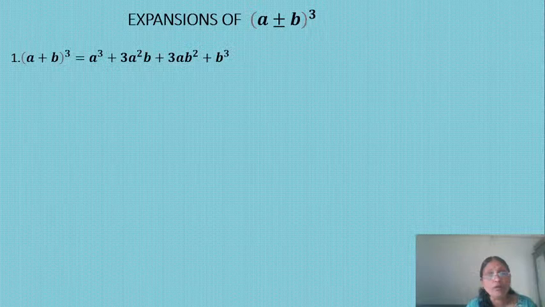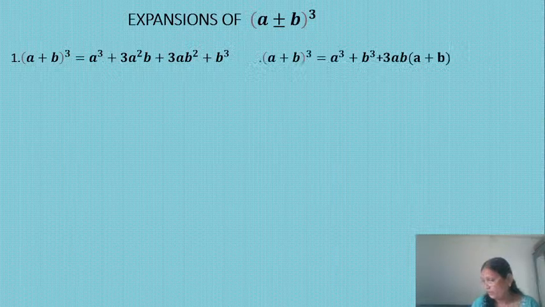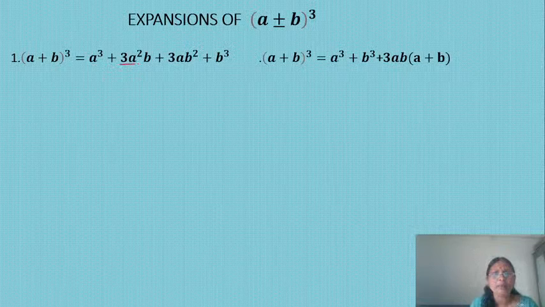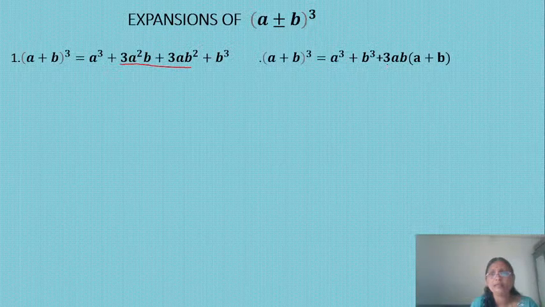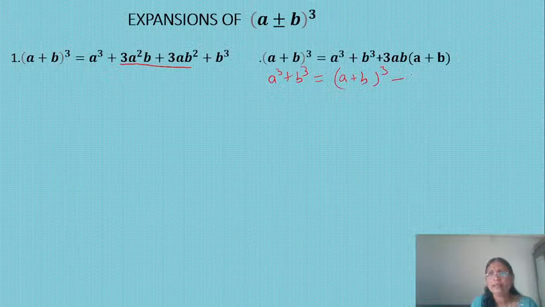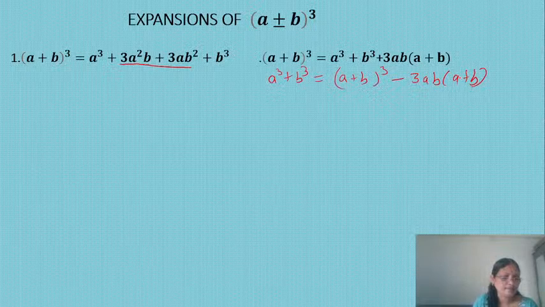So a plus b the whole cube is equal to a cube plus 3a square b plus 3ab square plus b cube. Now here, if you take 3ab common, 3ab has gone, a will be left, and b will be left. This is how you get a cube plus b cube is equal to 3ab in bracket a plus b. The other identity you get here is a cube plus b cube is equal to, this whole bracket shifts here, a plus b the whole cube minus 3ab in bracket a plus b. So this identity is to be learnt.